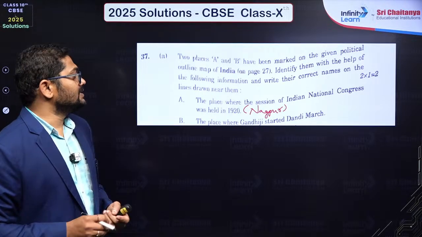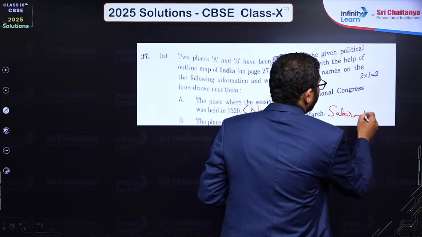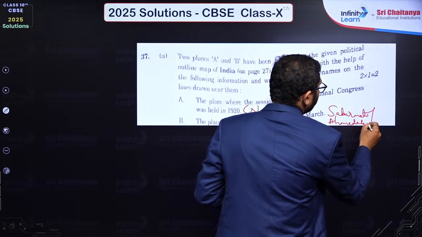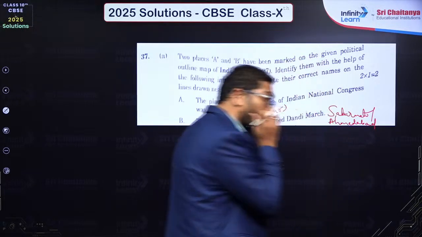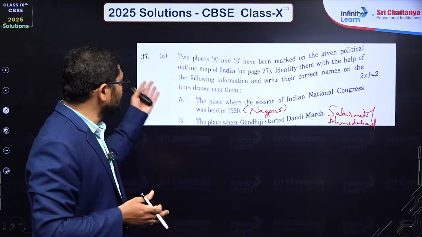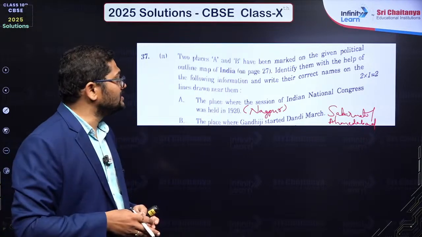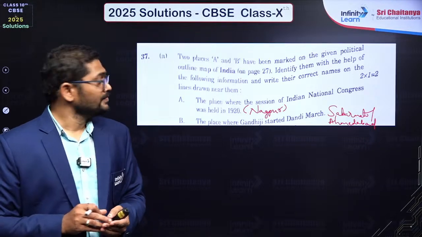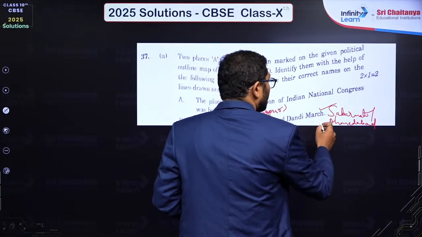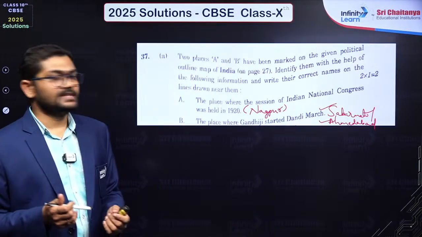Then the place where Gandhiji started the Dandi March. For this question, they can write Sabarmati, and if not Sabarmati, they can write Ahmedabad also, because Ahmedabad is the place mentioned in the curriculum. In the curriculum we have 8 points from this chapter, Nationalism in India, and out of that we have Ahmedabad, Kheda, Champaran, Dandi, like this. So we can write either Sabarmati or Ahmedabad. There is no big question. In fact, Sabarmati is in Ahmedabad.